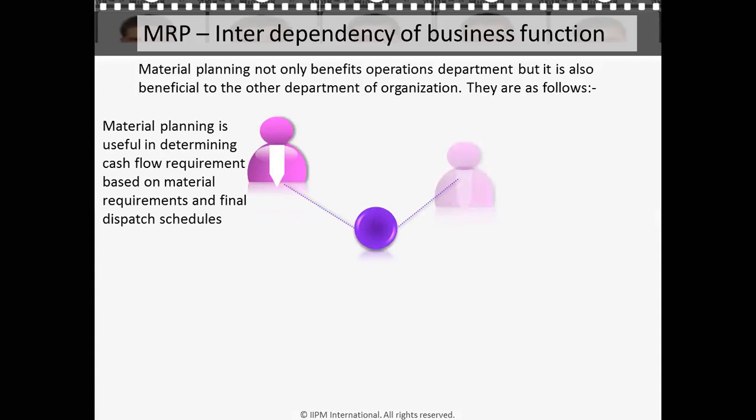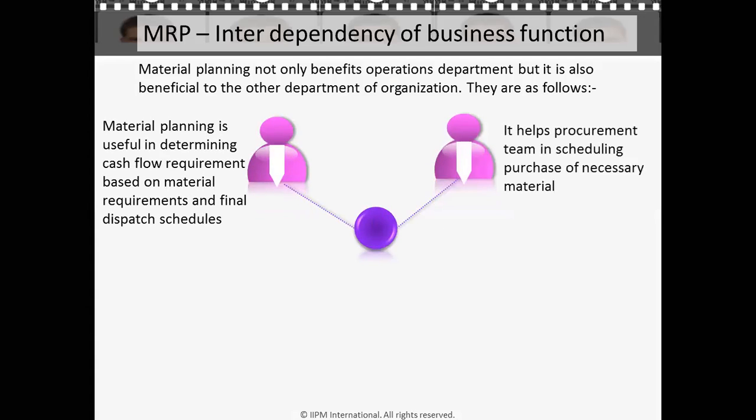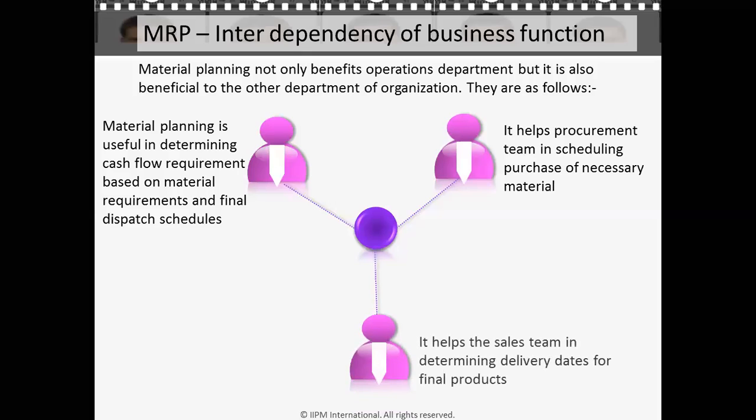Material resource planning and interdependency of business functions. Material planning not only benefits the operations department, but is also beneficial to other departments of the organization. They are as follows. Materials planning is useful in determining cash flow requirements based on material requirements and final dispatch schedules. It helps the procurement team in scheduling purchase of necessary material. It helps the sales team in determining delivery dates for final products.